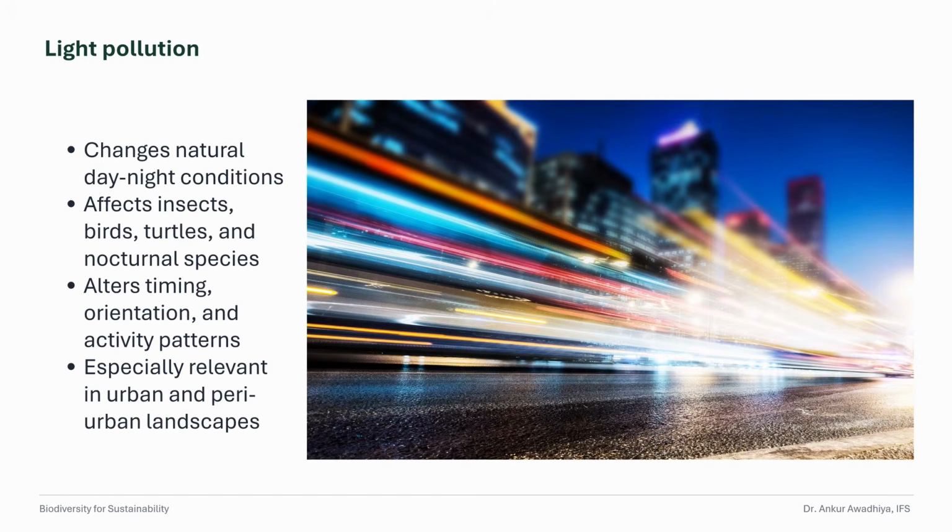Light pollution similarly changes the natural rhythm of darkness and light that has governed life on Earth across evolutionary time. Many organisms rely on these cycles for feeding, migration, reproduction, and orientation. Insects are drawn to artificial lights, disrupting their populations and those of the species that feed on them. Migratory birds often become disoriented by urban light. Today, light pollution is particularly significant in urban and peri-urban landscapes.